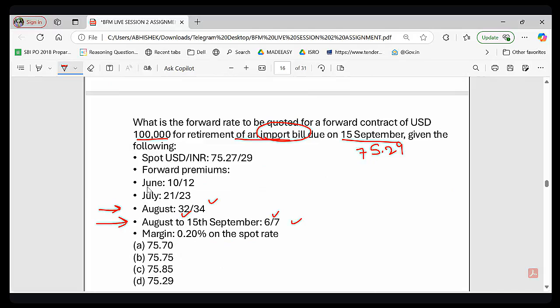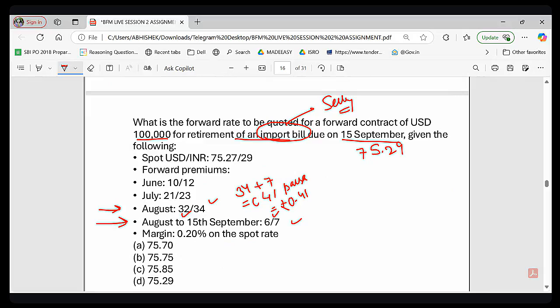Since this is an import transaction, we add the higher premium. Remember, import bill means we are selling, and for selling we take the higher premium. So 34 paisa for August and 7 paisa for August to 15 September. After you add 34 plus 7, you will get 41. Convert it into rupees, you will get 0.41 rupees.